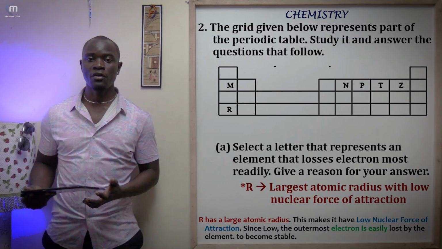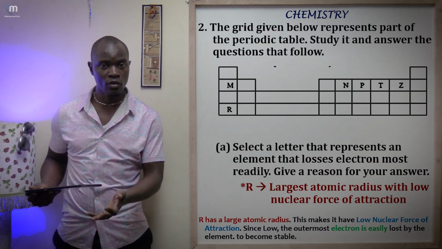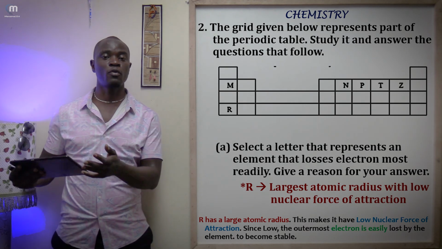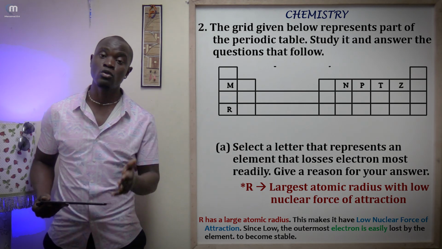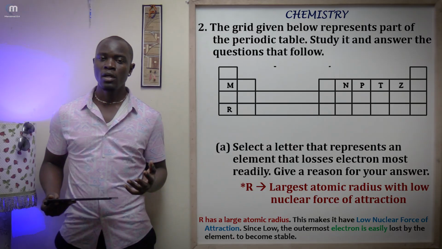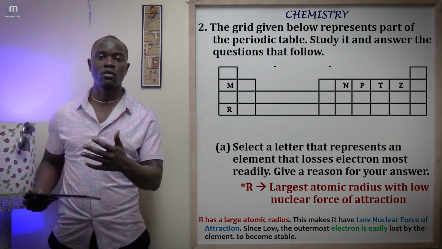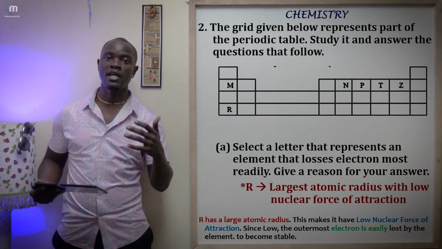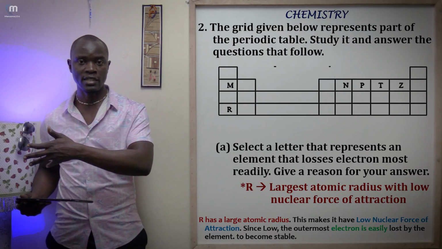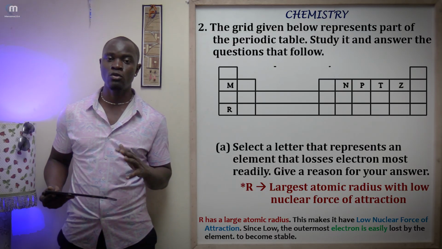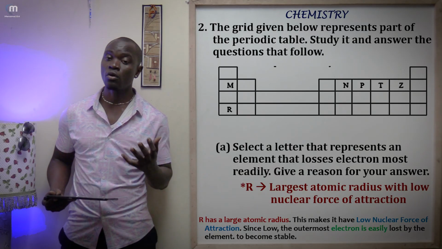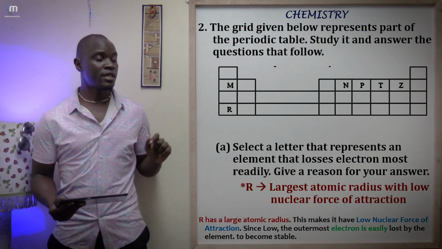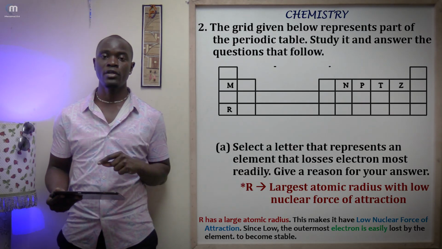In such a scenario, never replace letter R with potassium. Don't say it is potassium and then go and give reasons. You're going to get it wrong, because the question does not recognize potassium. The question recognizes M, the question recognizes R, the question recognizes the letters. So don't substitute it with the actual element. You're going to get it wrong. Only use the letters that you have been given in the periodic table.